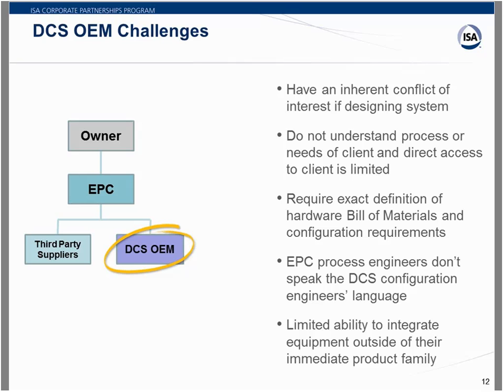Another issue on the DCS side is that he doesn't understand the process. He may or may not have P&IDs. He certainly doesn't have a deep understanding of what the system needs to do or what the client needs. And he doesn't really have direct access to the client because he has to work with the EPC. So he can't ask the client, hey, what do you want, or how does this work, or what am I doing here? All he can do is ask the EPC, which tends to give him short answers without a lot of specifics. But the DCS vendor needs an exact definition of the hardware bill of materials and the configuration requirements in order to do his job. If he doesn't know the process, then he needs somebody to tell him that.